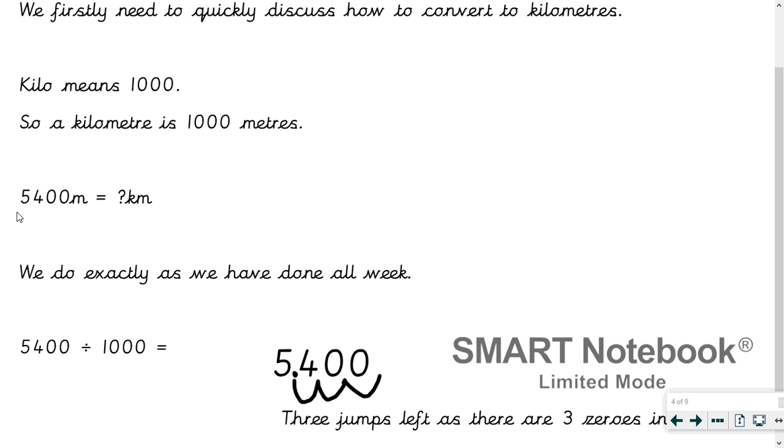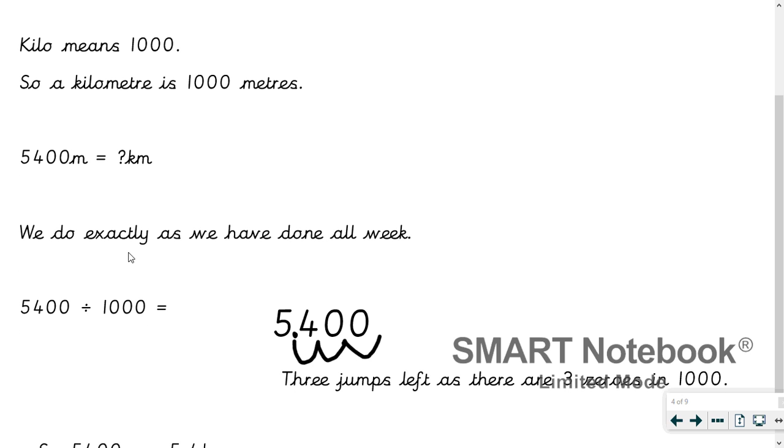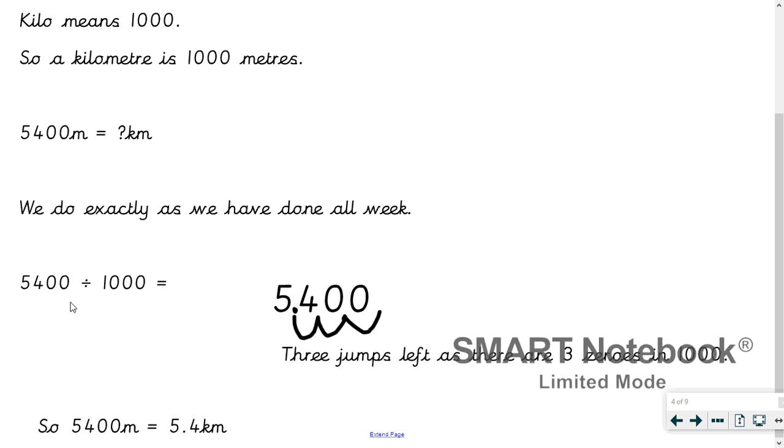we do exactly what we've done all week. We do our division or our timesing depending on which way we use the decimal point to make our jumps. So here we have meters, and we want to go to a bigger unit of kilometers, so it's going to be a smaller number in front of the kilometers. So we're going to divide. So 5,400 divided by 1,000, because we said 1,000 meters were in a kilometer.